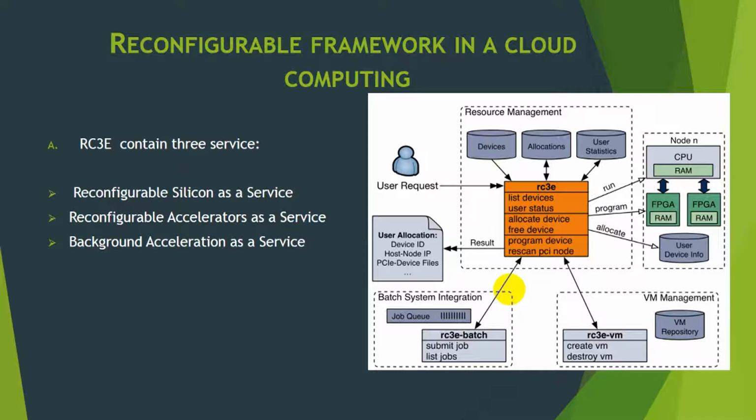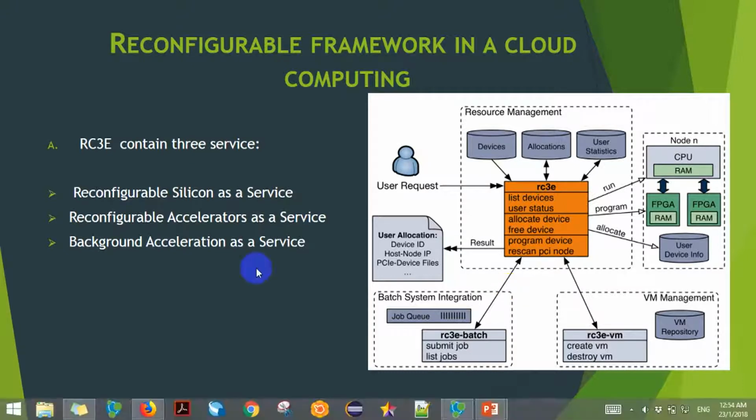And the third one in cloud computing is background accelerator as a service. It works in the background, so the user doesn't see what happens. The service just speeds up the application that is visible to the user.